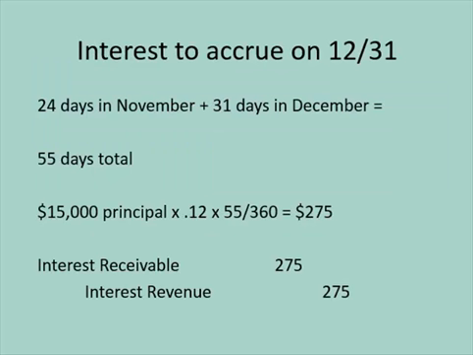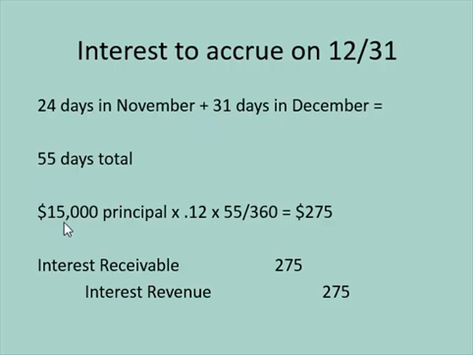Now, because the note is going to be due in February of the next year, we need to accrue interest revenue on December 31st, our fiscal year end, for the interest that we've earned over that time period. So we've previously calculated in another video that 24 days have gone by in November since the issue date, and there are 31 days in December. So that's 55 days total of interest revenue that we need to accrue.